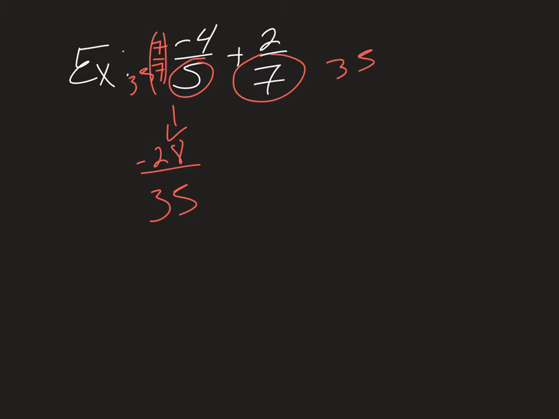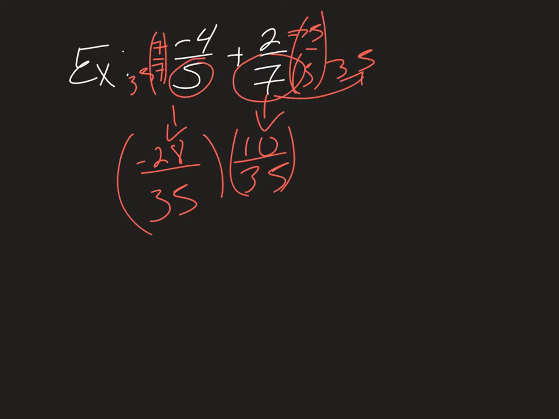And then, likewise, with the 2/7, I multiply by 5 over 5, which would land me at 35 on the bottom. And then as long as I do the same thing to the top, I'm technically multiplying by 1. I'm not changing the value of my fraction. So this would become 10 35ths. And then we can add.